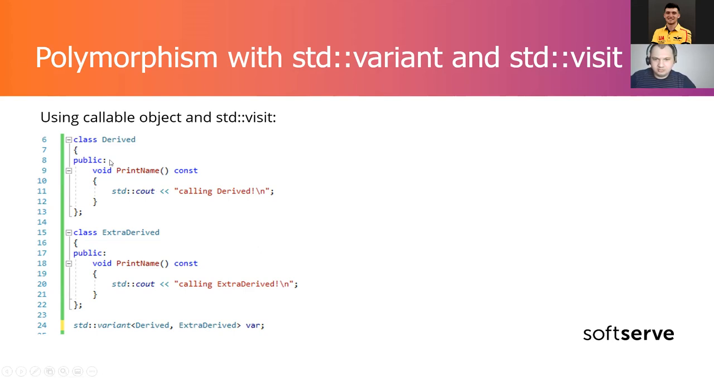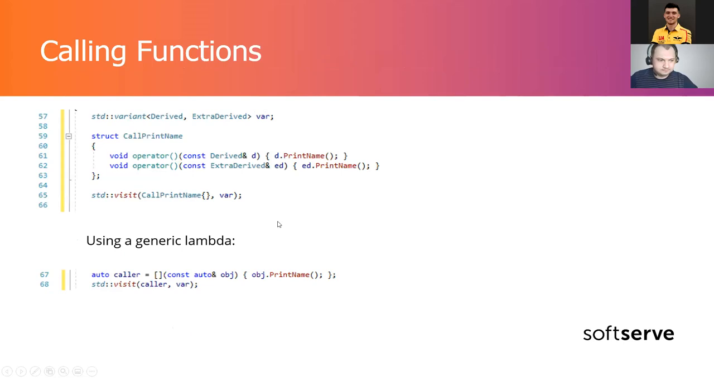Now, how can we call this method print name? We need two things, a callable object and std::visit. The call print name is a callable object, and std::visit calls the appropriate method of the active type, the active class that is held in the variant. In the example, I created a struct that implements overloads for the call operator, and std::visit takes the variant object and calls the correct overload.